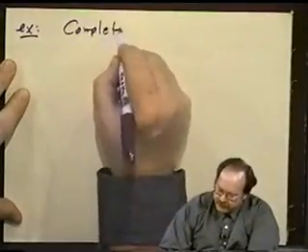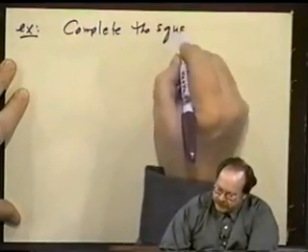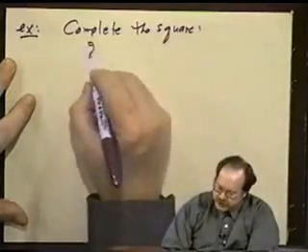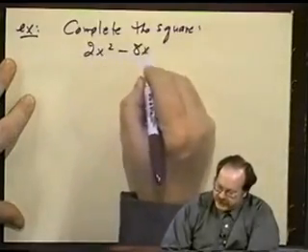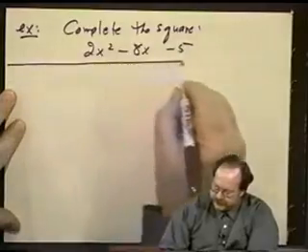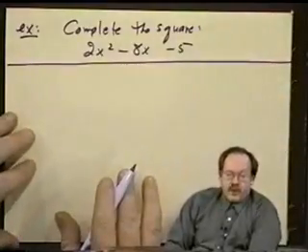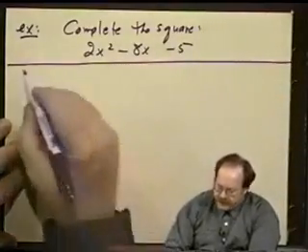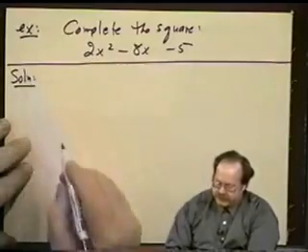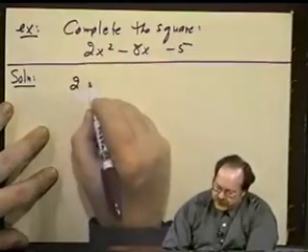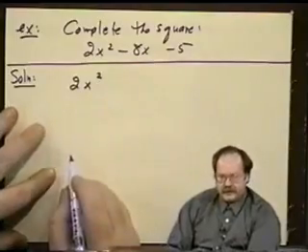Complete the square. Again. And this time, 2x squared minus 8x minus 5. Again, it might be worthwhile to stop and see if that's a perfect square. It is not, so I'm going to have to make it a perfect square. So in this one, there's a new kink that turns up.